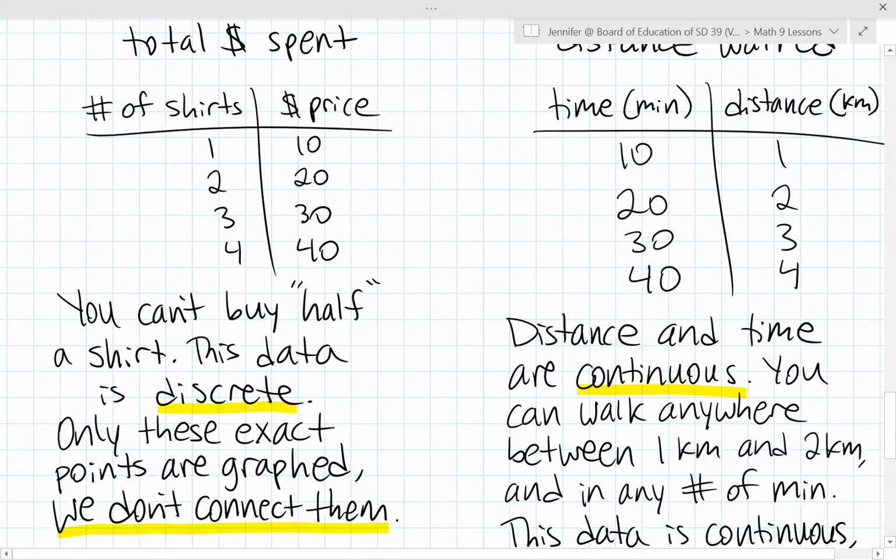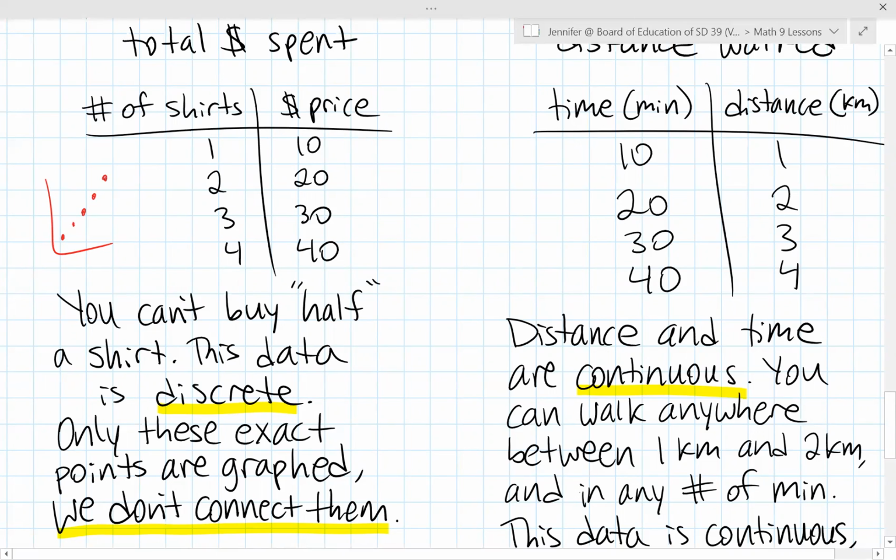In this context, the data is discrete because you can't buy half of a shirt or 3/4 of a shirt. This data is discrete, so only these exact points would be graphed. They would not be connected in a straight line. So very briefly, it might look like this.